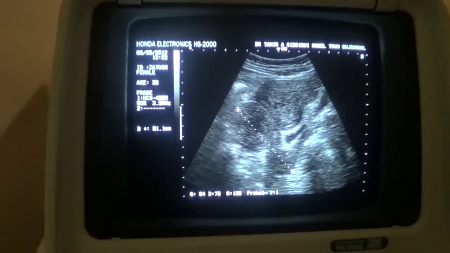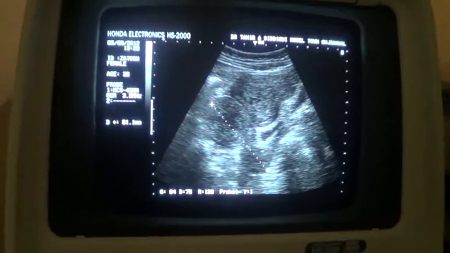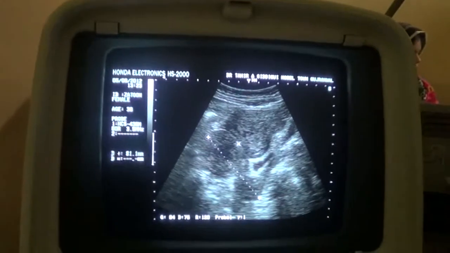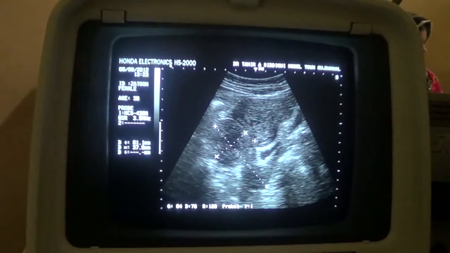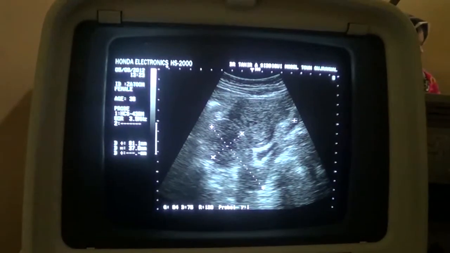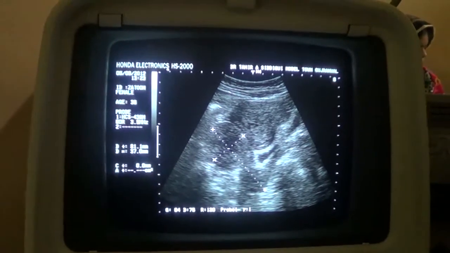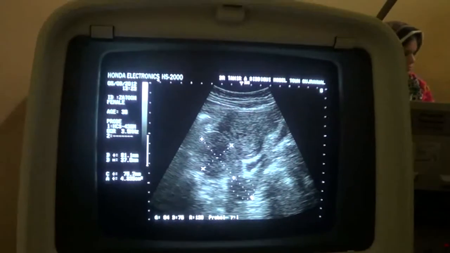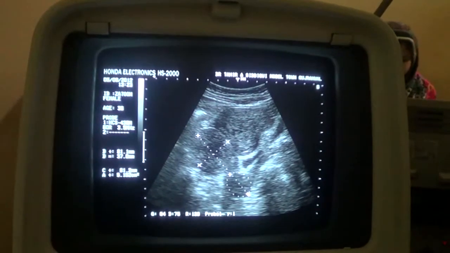measuring 8.1 centimeters in length and 3.7 centimeters in anterior-posterior diameter. This black, slit-like area is the urinary bladder. This is the cervix. This region is that of the female cervix. So the uterus is anteverted.